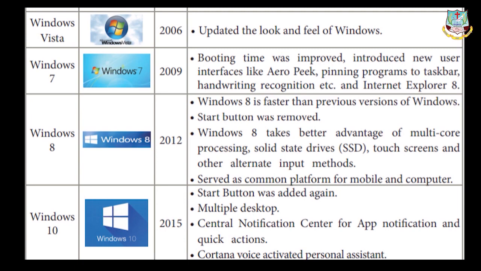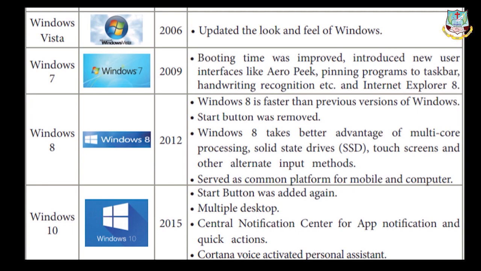Windows 8 has the advantage of multi-core processor support, and SSD, meaning solid state drives. The touch screen and some other input methods were also introduced in Windows 8 only. This served as a common platform for both mobile and computer, right? Now we have Windows for mobiles also, Windows operating systems for some Microsoft phones and all. So this served as a common platform for both the computer and mobile.